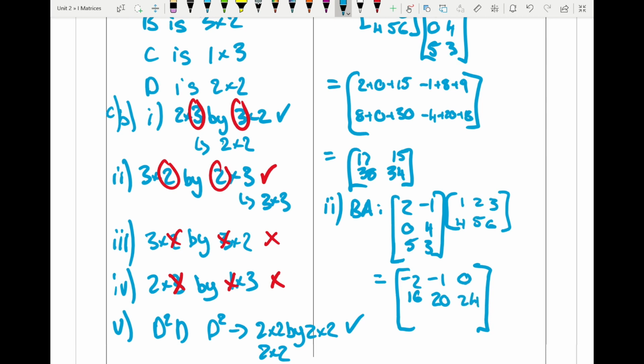And then lastly, we get 5 times 1 is 5, plus 12 is 17. And then 5 times 2 is 10, plus 15 is 25. And lastly, 5 times 3 is 15, plus 18 is 33.